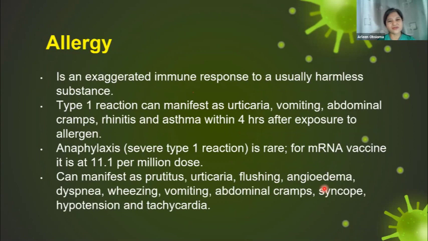We also have the allergic reaction, which is an exaggerated immune response to a usually harmless substance. There are types 1 to 4 allergic reactions. Type 1 can manifest as urticaria, vomiting, abdominal cramps, rhinitis, and asthma, which can happen within 4 hours after exposure to an allergen. Anaphylaxis, which is the severe type of type 1 reaction, is rare. For mRNA vaccine, it is noted at 11.1 per million doses. So it's not really very high, but that's the reason why we have seen some reports of people having these reactions when they were given the mRNA vaccines. They can also manifest as pruritus, urticaria, flushing, angioedema, dyspnea, wheezing, vomiting, abdominal cramps, syncope, hypotension, and tachycardia, or increase in the heart rate.